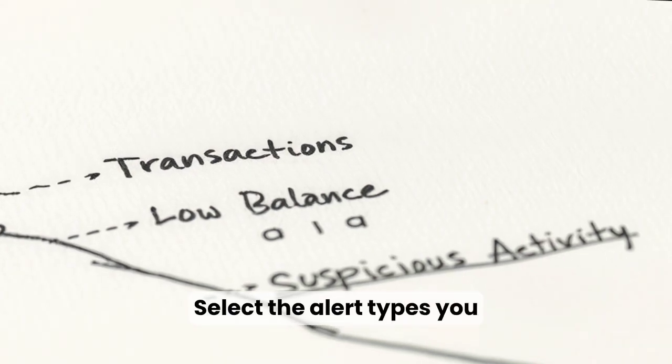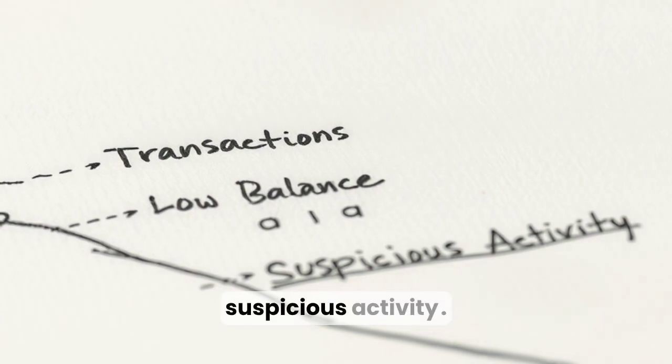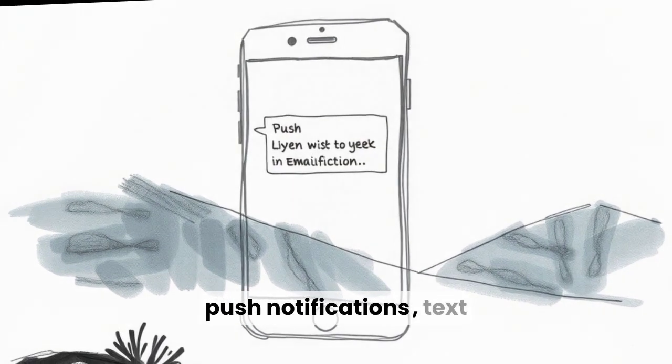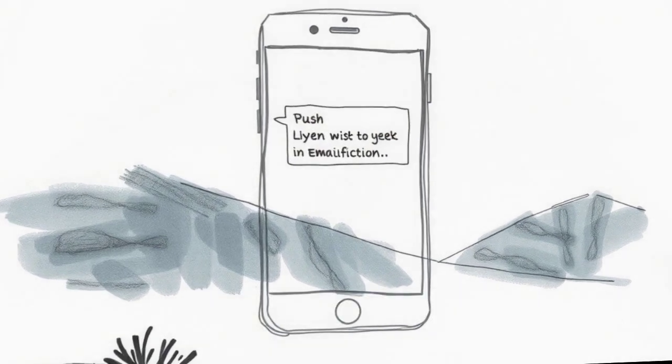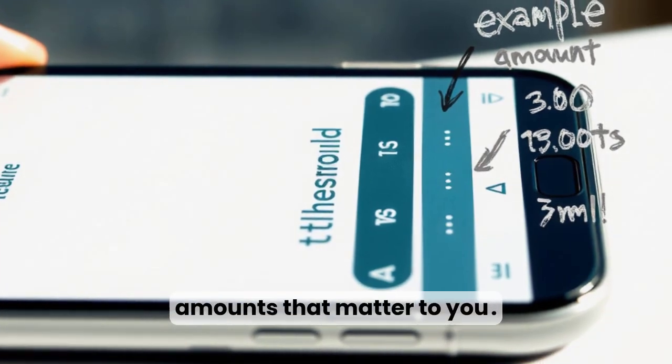Select the alert types you want: transactions, low balance, large payments, or suspicious activity. Choose how to receive alerts: push notifications, text messages, or email. For low balance and large payments, set the threshold amounts that matter to you.